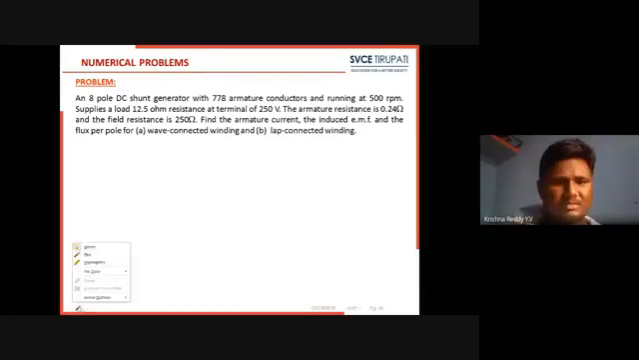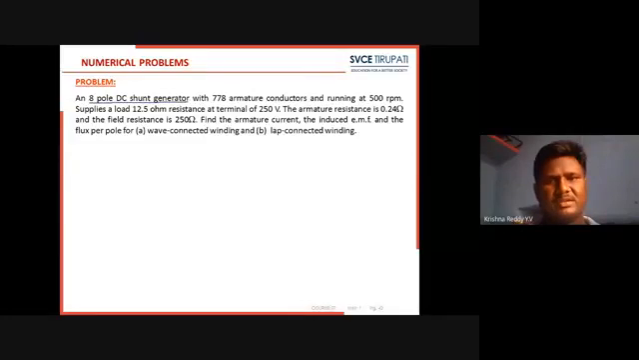Here is the problem. An 8-pole DC shunt generator with 778 armature conductors, running at 500 RPM, supplies a load of 12.5 ohm resistance at a terminal voltage of 250 volts. The armature resistance is 0.24 ohms and field resistance is 250 ohms. Find the armature current, the induced EMF and flux per pole for a wave winding and lap winding.